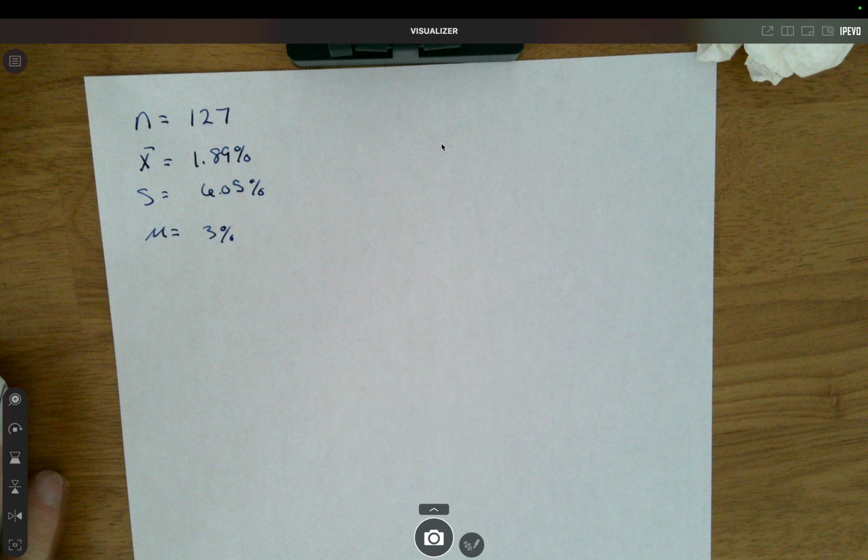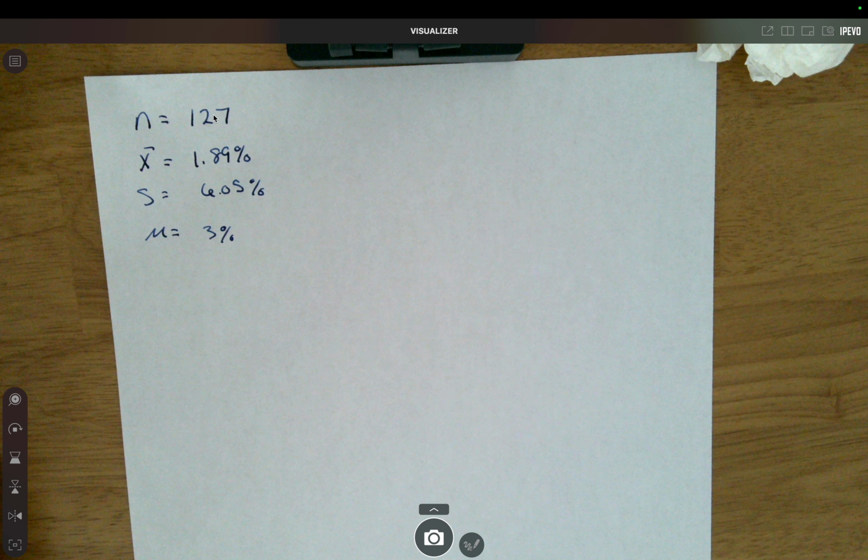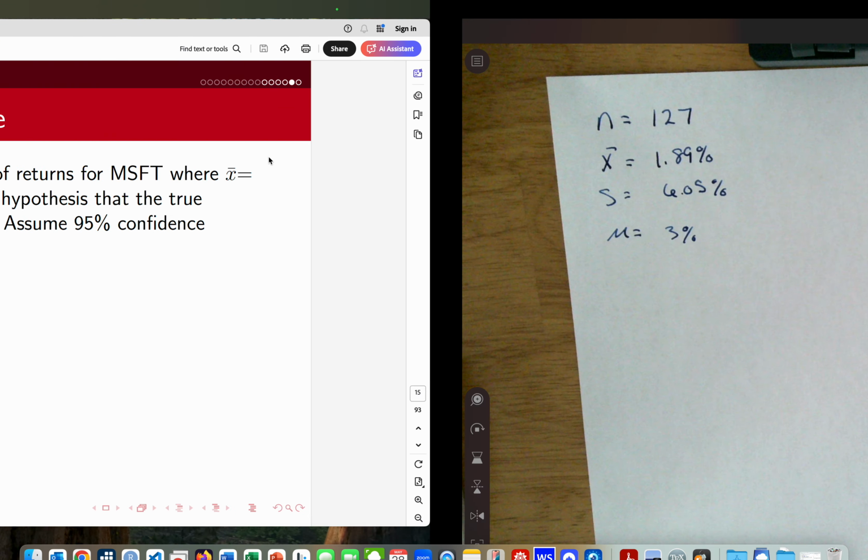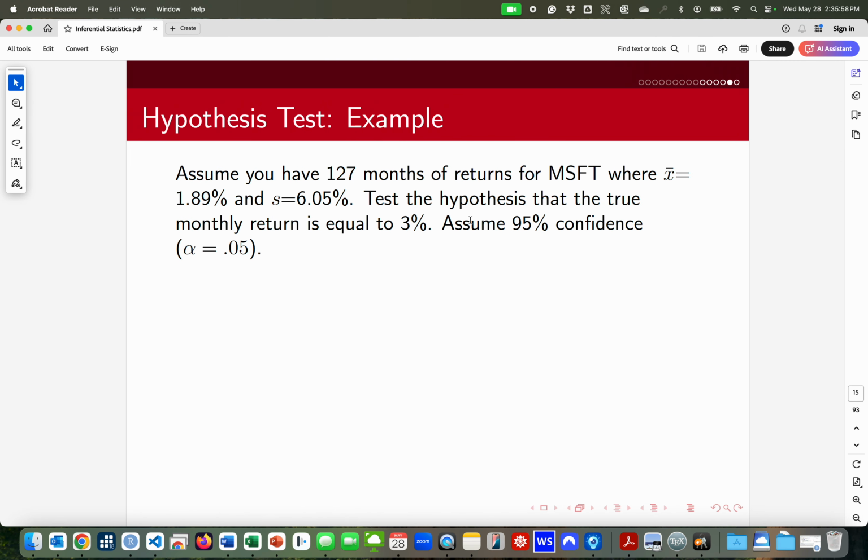So this is what we're claiming, or this is what we have. We have a sample size of 127. The sample mean was 1.89%. The sample standard deviation was 6.05%. Someone's claiming that the true mean is equal to 3%. So do we have enough evidence to reject the null hypothesis? Is 3% sufficiently different than 1.89% for us to say we reject their claim? Because that's what they're claiming. And again, alpha is 0.05.